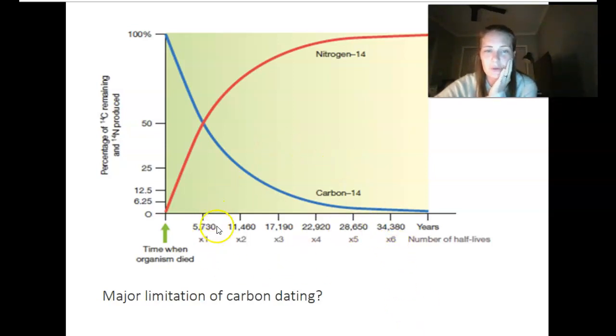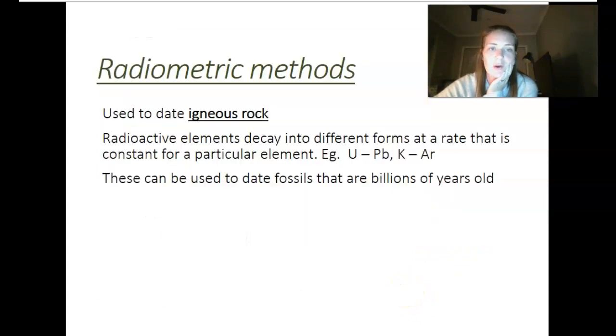So this is useful for more recently evolved species such as humans. So very useful tool for looking at human evolution. Not so useful for dinosaurs though. If we had a dinosaur fossil, we're not going to be able to use carbon dating on it because dinosaurs went extinct 65 million years ago. So not a useful tool there. We would instead have to rely on another radiometric technique.